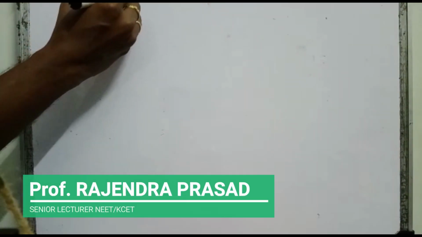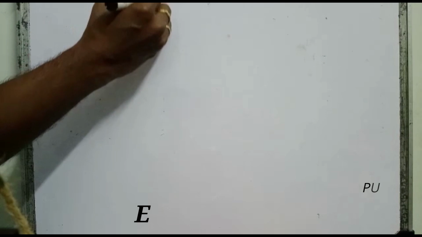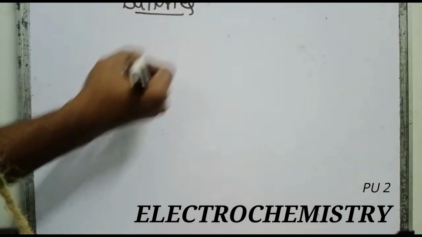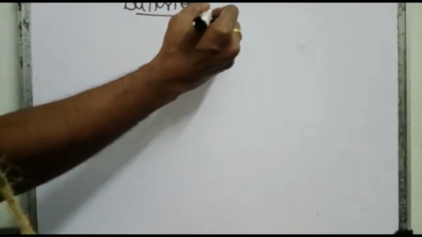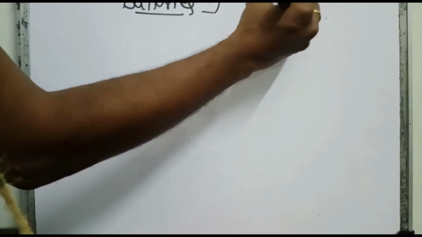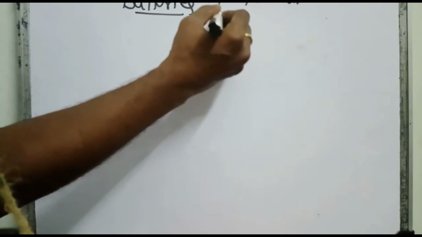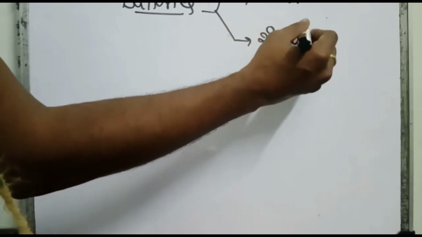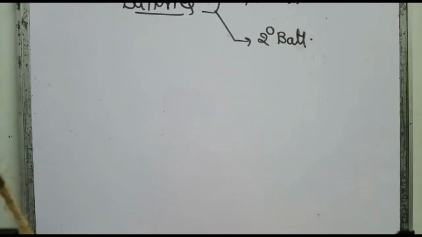So today we are going to discuss batteries. Batteries are mainly classified into primary batteries and, next, secondary batteries. See, what is a primary battery?